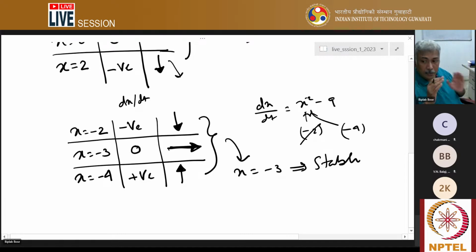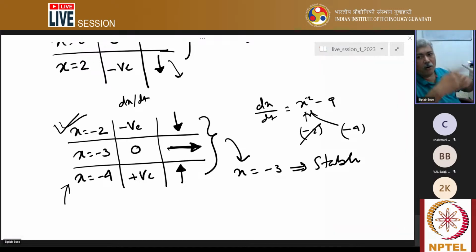Fine. This method is very easy to use. Please practice it with paper and pen, and you should be able to do it. The only mistake I have seen people make is that in the upper row, the value of x that you consider should be bigger than the steady state, and in the lower one it should be lower than the steady state. Don't swap this. If you swap them, then all your conclusions will be wrong.